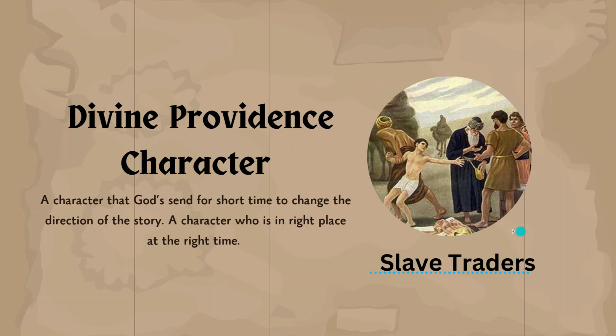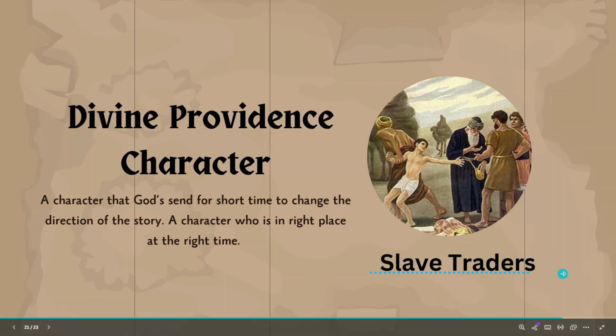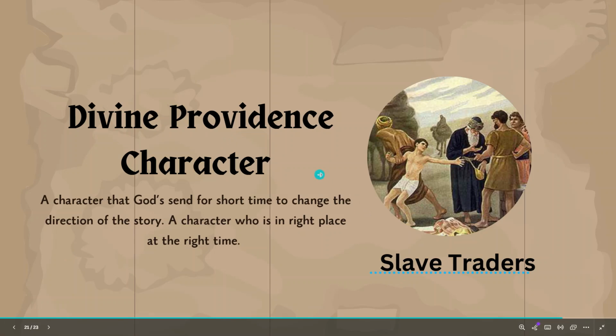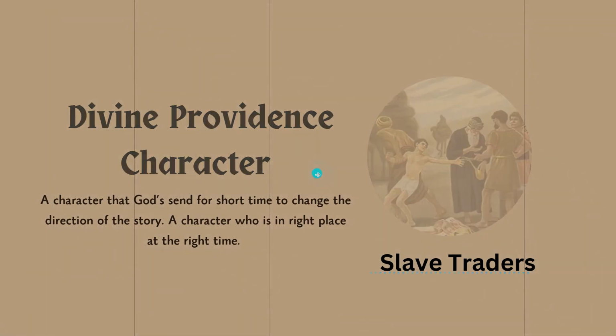There was a third option, which was the slave traders. So they agreed together to sell him as a slave to Egypt. And also, when we learn the story, in the end he saved Egypt from famine, and also saved his family from famine. And God wanted him to be in Egypt to help with the famine. So divine providence is a character who comes from God, who changes the story 180 degrees. And we're going to talk about this character in more detail later in another presentation.